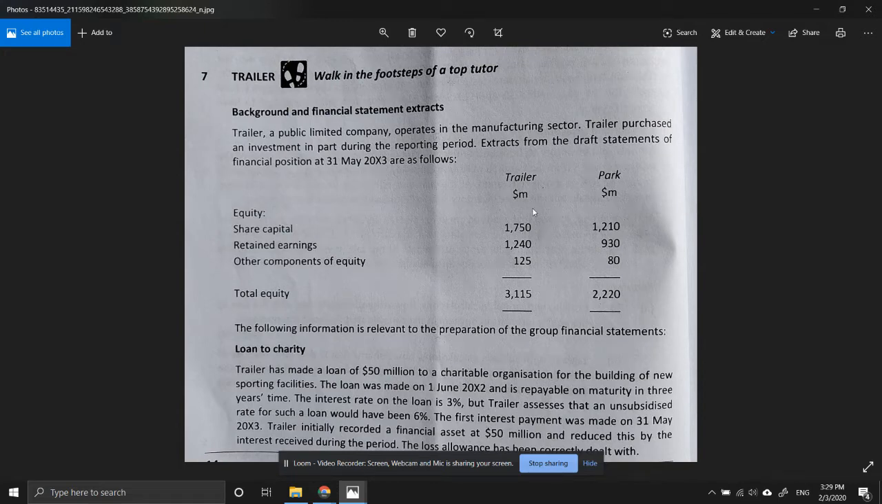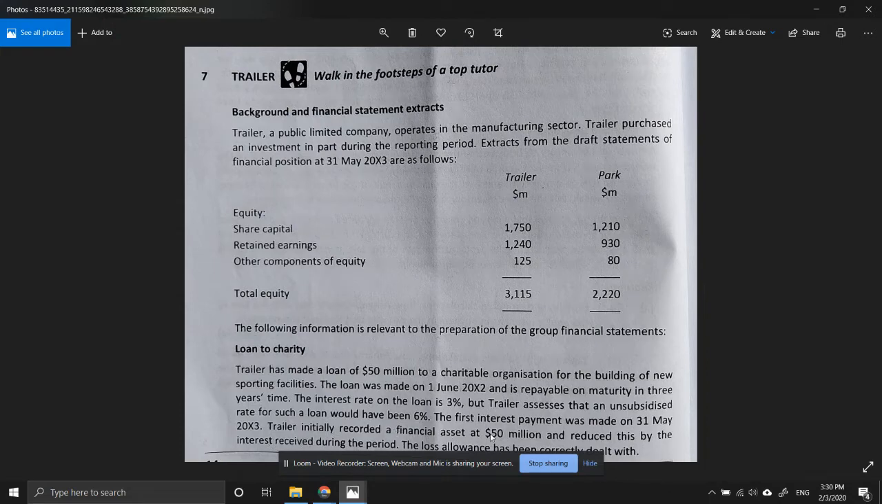So this is Trailer and then this is Park, okay? And then the following is relevant to the preparation of group financial statements. Trailer has made a loan of 50 million to a charitable organization for the building of new sporting facilities. The loan was made on 1st June 20x2 and is repayable on maturity in 3 years' time. The interest on the loan is 3%, but Trailer assesses that an unsubsidized rate for such a loan would be 6%. The first interest payment was due on 31st May 20x3.